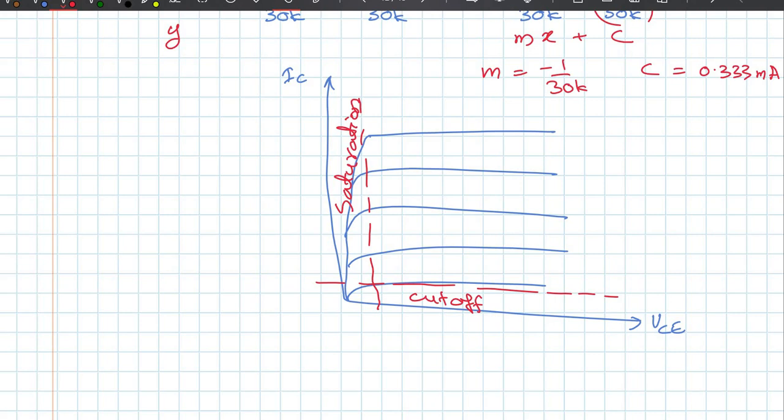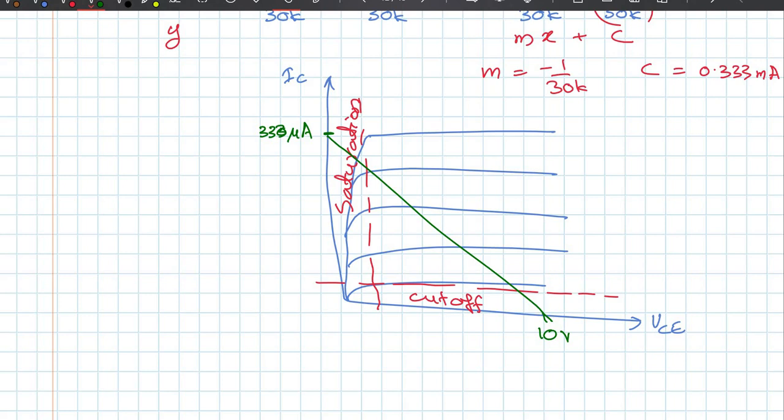So my load line: the IC intercept is about 333 microamperes, and the VCE intercept is 10 volts, the VCC. You can easily get it from the above equation by equating IC equal to 0. So this is my load line, the DC load line.